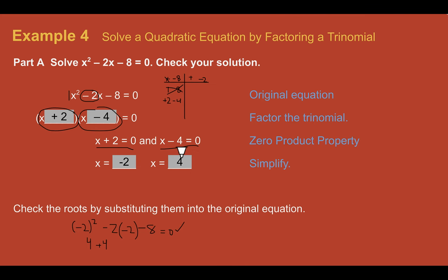That one works. If I plug in positive 4, then I would have 4 squared, which is 16, minus 2 times 4, so minus 8, and then still subtracting 8 more. Do I get 0? Yes. 16 minus 8 again is 0. So my solutions would be negative 2 and positive 4.